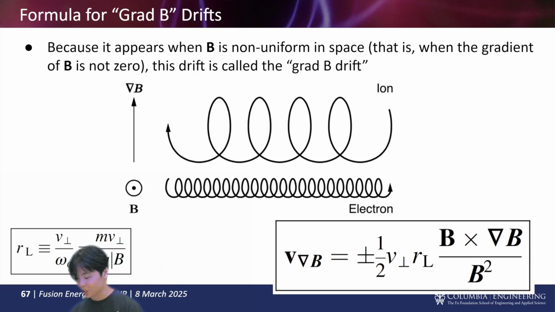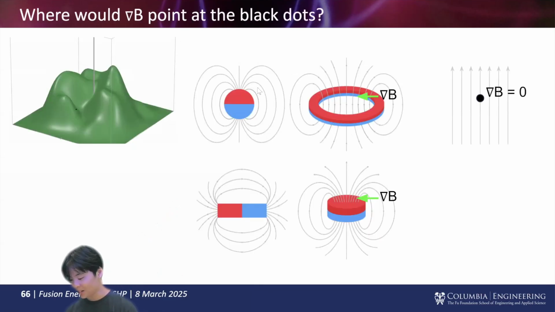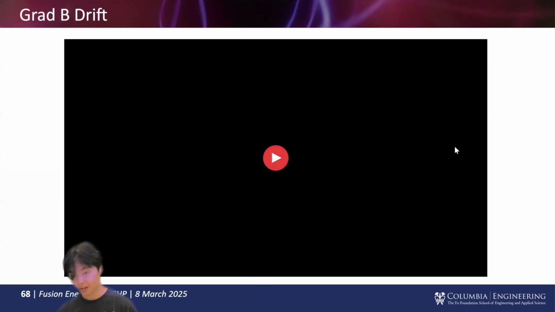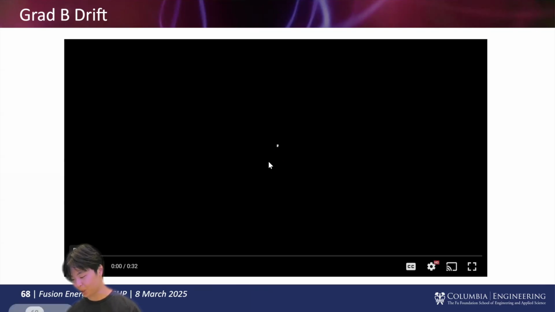You can imagine that this happens a lot. This is very similar to Earth's magnetic field. If this was the sun, a charged particle coming in from the sun would naturally have a grad B drift. So this happens a lot. Most of the time, you're not going to have a situation like the uniform one. Okay, here is a video that will explain more. Actually, it won't explain more, but it's a good visualization.